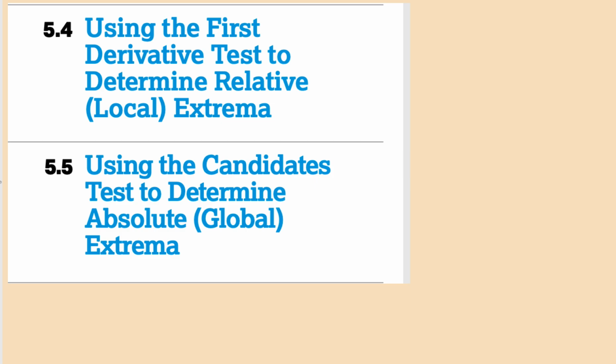Hello Gators, this is 5.4, using the first derivative test to determine relative or local extrema. 5.5, using the candidates test to determine absolute or global extrema.